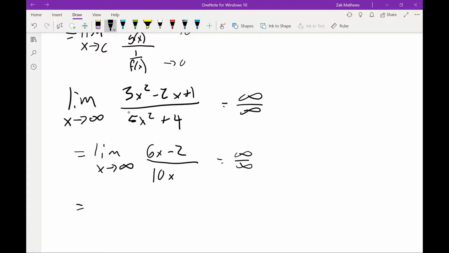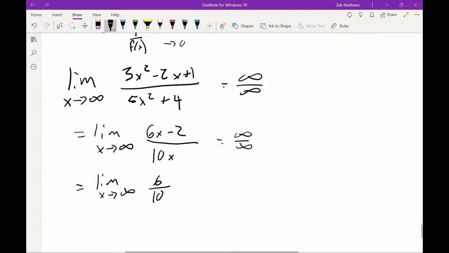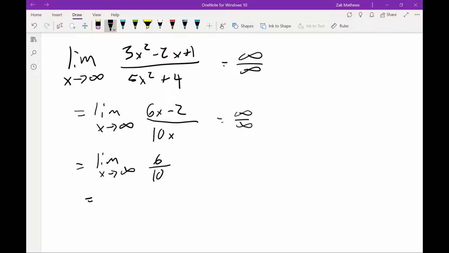Well, I can do it again. I can take the derivative of the numerator, which is 6. I can take the derivative of the denominator, which is 10. And now I end up at something that is not just infinity over infinity, or 0 over 0. It's 6 over 10, which I can simplify to 3/5.